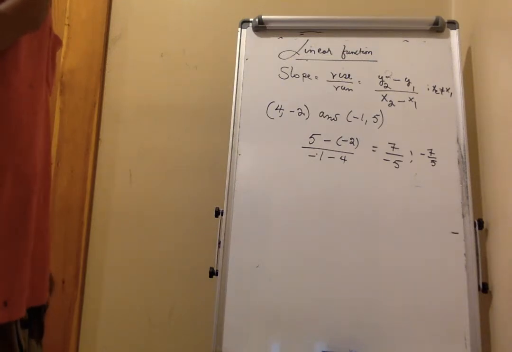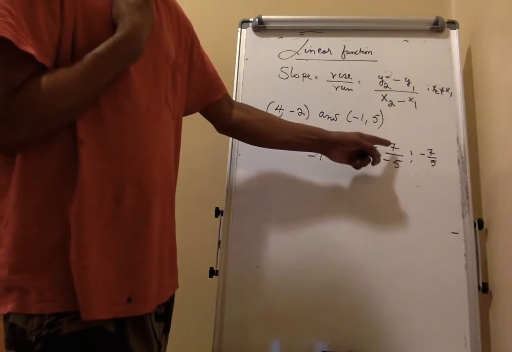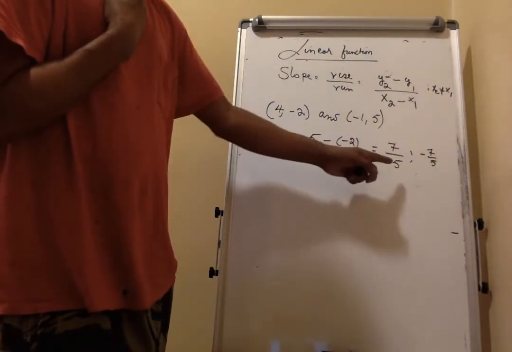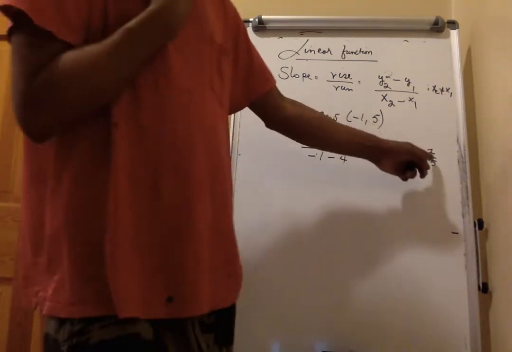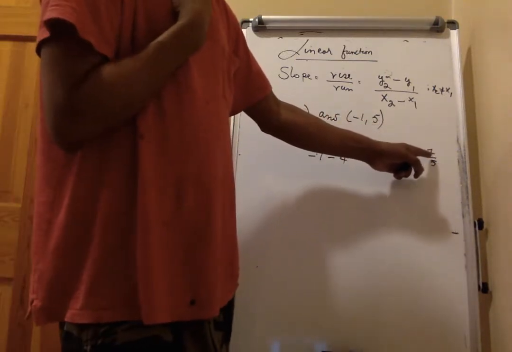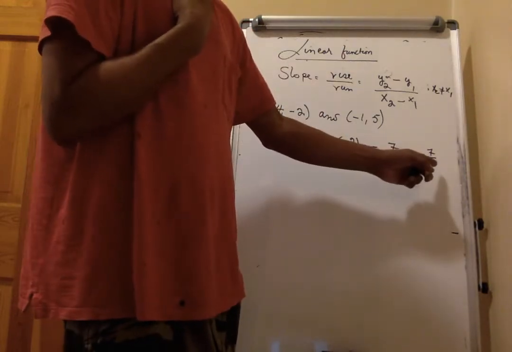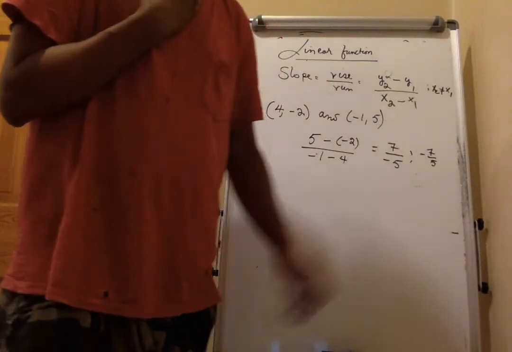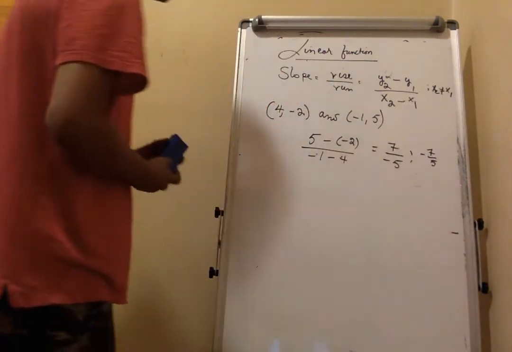But what it tells you is, if the movement of y is 7 units upwards, the movement of x is 5 units to the left. If the y-axis is 7 units downwards, then the movement of x is 5 units to the right. So that is basically what we're talking about.